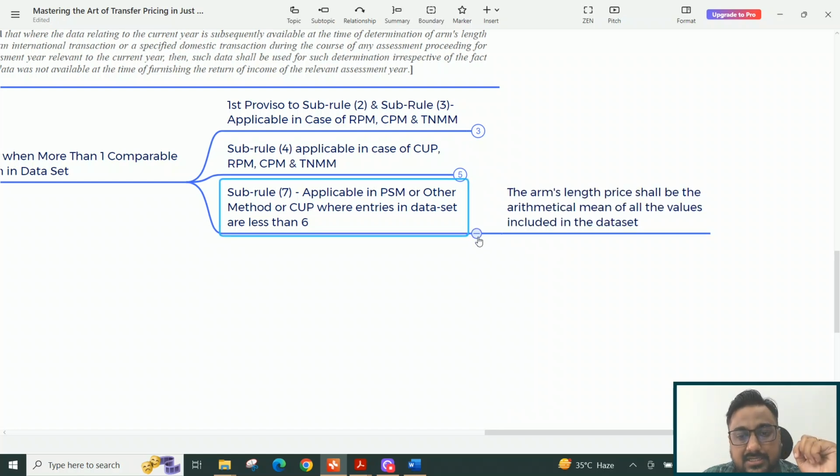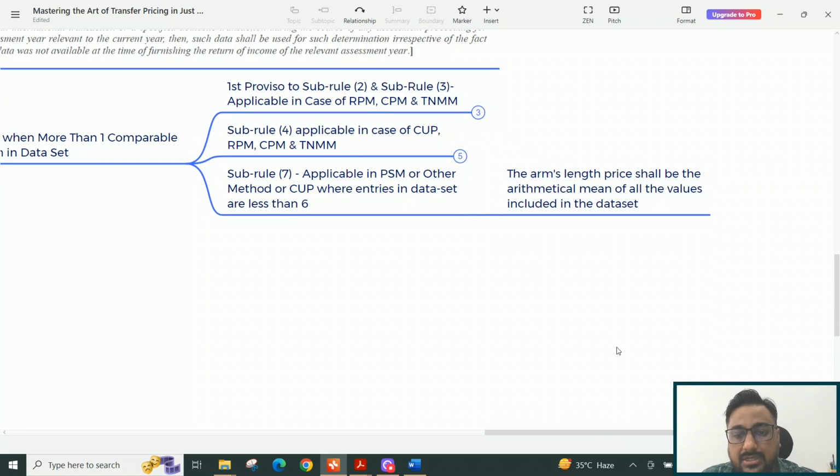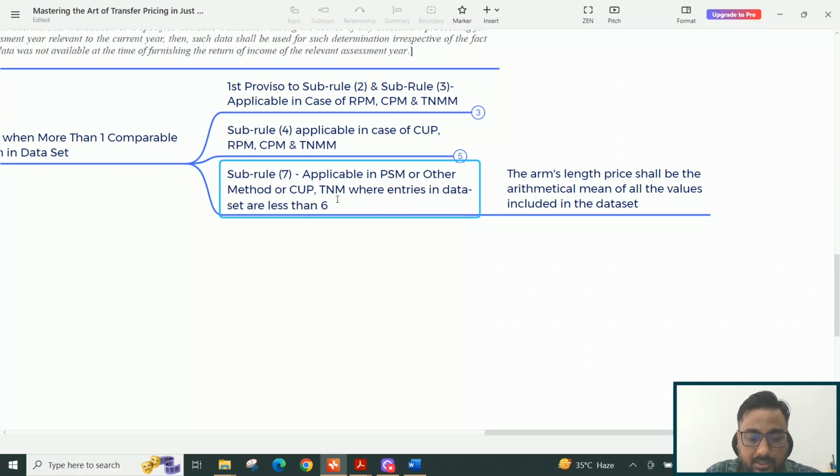Now subrule 7 says that the arm's length price shall be the arithmetical mean of all the values included in the data set, right? It's actually not only in CUP, it's everywhere: CUP, TNMM, CPM or RPM as well. So subrule 7 will be applied when there are less than 6 entries in the entire data set. I'm sorry, I just mentioned CUP earlier, but for CUP, TNMM, CPM and RPM, in all cases where there are less than 6 entries, you have to arrive at the arithmetic mean for that particular case.